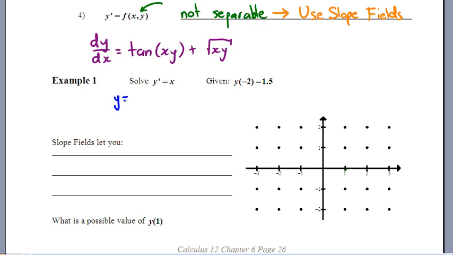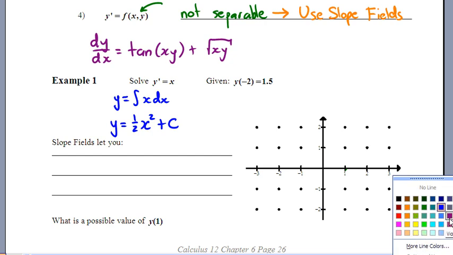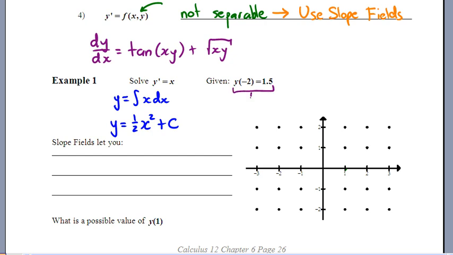I could say, hey, well, y would just be the antiderivative of x dx. So the answer is y is equal to 1/2 x squared, just flattened-out parabolas, plus some sort of constant. And we could even use this information here, that when x is negative 2, y is 1.5, to find that constant. Based on this info, I can tell you that the particular solution to this story, and I don't need slope fields here, I can get it with a little bit of work, is y equals 1/2 x squared, actually minus 1/2. And then that point, negative 2, 1.5, would be on this graph. So there's the answer. I didn't need any slope fields.